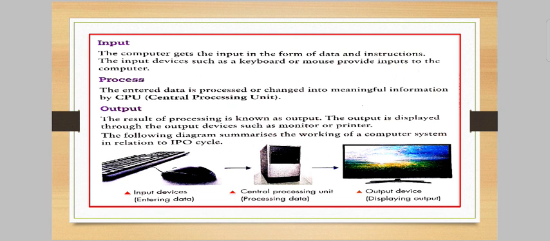IPO cycle means input, process and output. Input means to give instruction to the computer, process means the CPU will process the data, and output means the computer will generate a desired result which is called output.